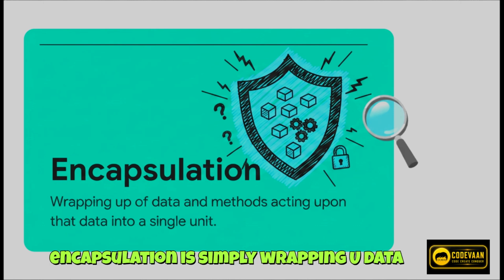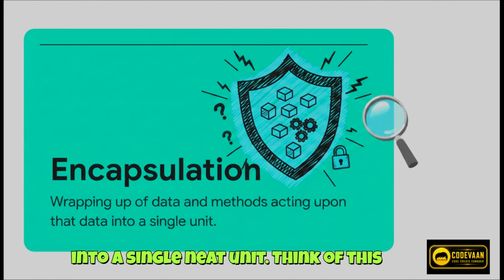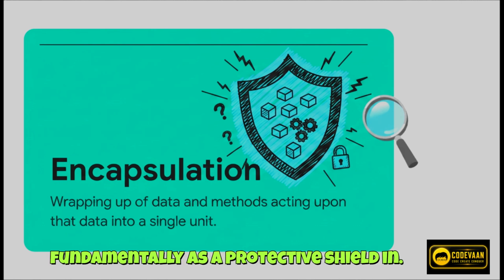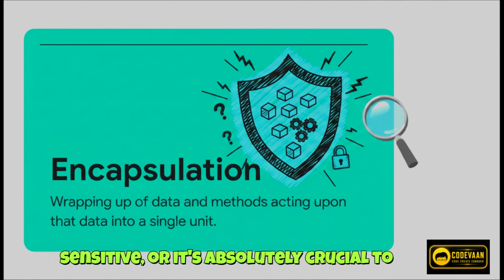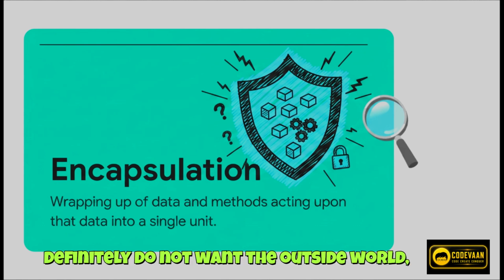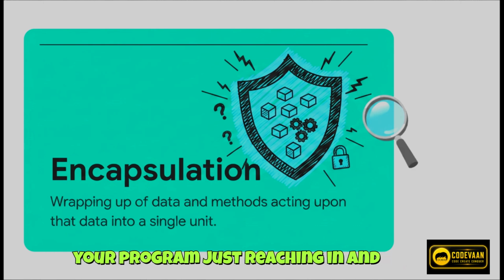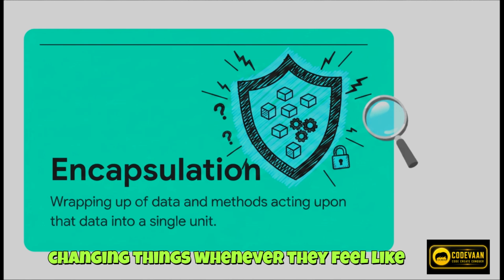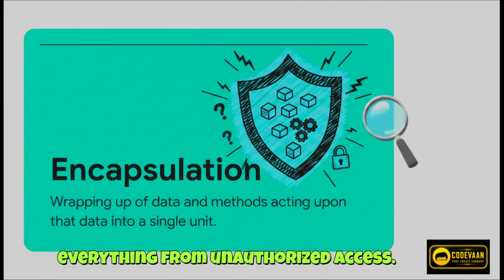So what is it exactly? Well, encapsulation is simply wrapping up data and the methods that act upon that data into a single, neat unit. Think of this fundamentally as a protective shield. In programming, your data is often super sensitive or it's absolutely crucial to the state of your application. You definitely do not want the outside world, and by that I mean other random parts of your program, just reaching in and changing things whenever they feel like it. Encapsulation bundles your data and your approved methods together, shielding everything from unauthorized access.